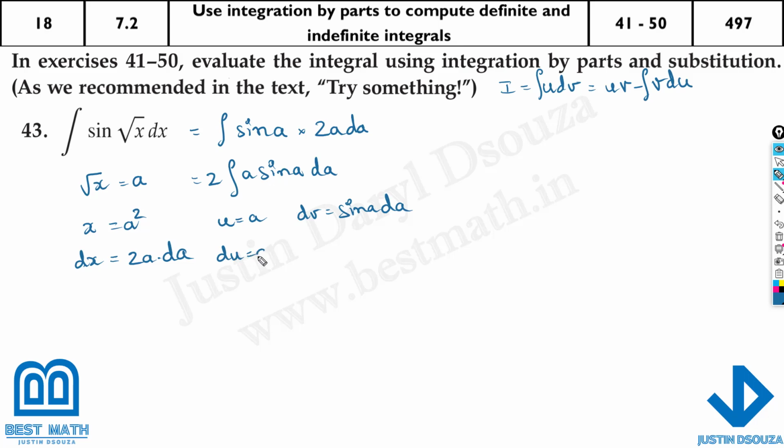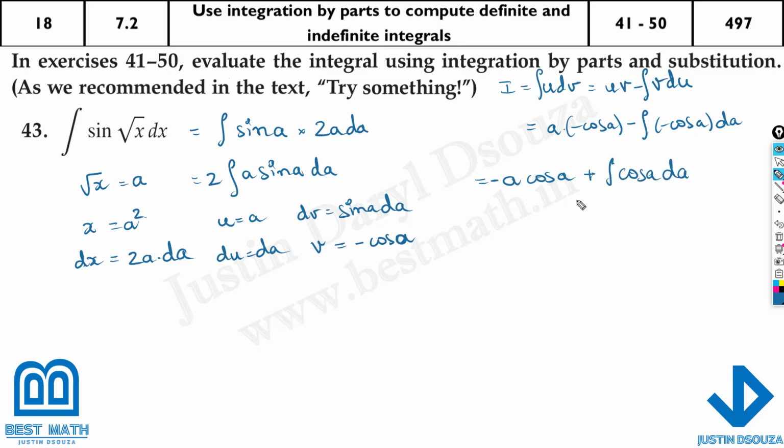Now when I derive this, du is equal to dA. And what is the integration of this? It will be v is equal to minus cosine A. dA is gone because you're integrating on both sides. Now I will substitute in the formula. What is the u term? A multiplied by what is v? Minus cosine A, minus integral of what is v? V is again minus cosine A. And what is du? It is dA. So here I will write a little further. Minus sign outside, it's minus A cosine A. And what is minus and minus? It will be plus integral of cosine A dA.